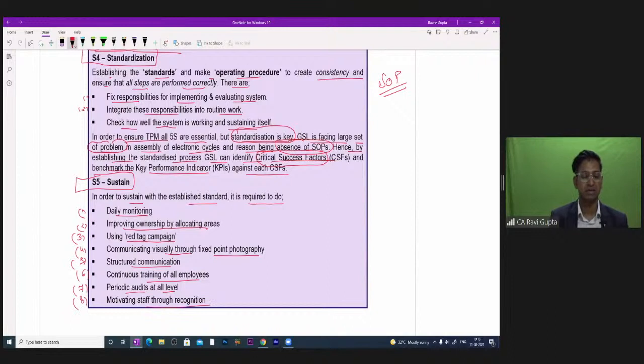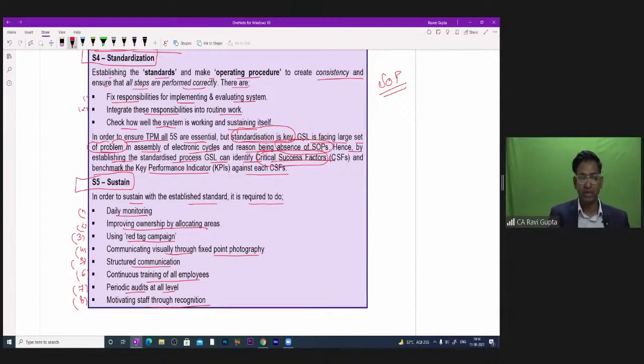What is sustain? Let me tell you. Whatever we have done so far, we have to maintain it. We have to sustain it. So sustaining is a continuous process, and it brings discipline. That means sustaining of all standards. The standards we have set, we have to sustain them, so that there is no deviation. If someone deviates, we have to correct it, and it should be on a continuous basis.